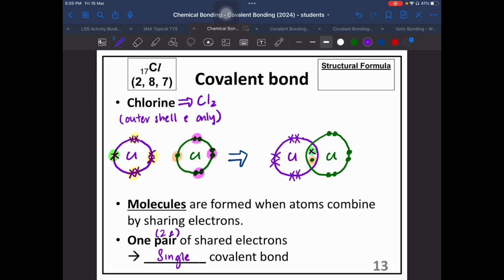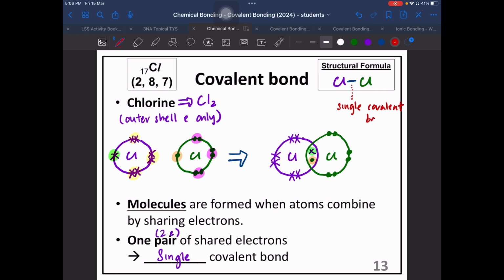And how do we show this structure in terms of this thing called structural formula? We'll draw chlorine as a Cl. Then there's another chlorine, a green one, which is a Cl. But because in between them, there is now a bond, and it's called a single covalent bond, we actually use one stroke, a dash, to represent what's going on, right? So in other words, this stroke represents my single covalent bond, okay?